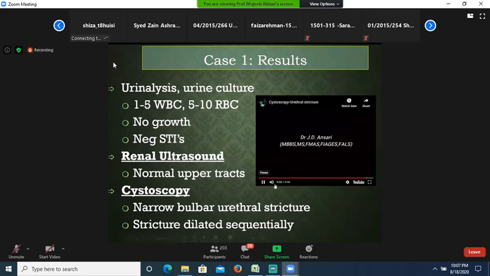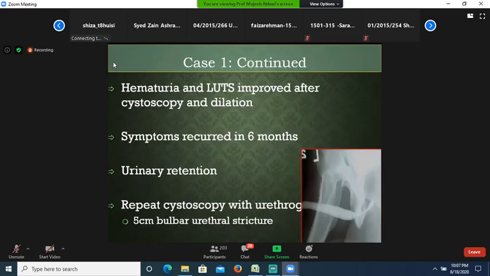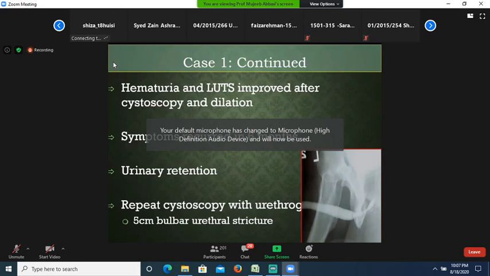Now, the same patient, this is how we investigate. These were the results. So what should we see? Hematuria and lower urinary tract symptoms improved after cystoscopy and dilatation, because when we see a stricture, we dilate it. It's a specialist thing. Urology people would be more appropriate. In the old days, the good old general surgeon would do that. They would put a few different sizes of dilators, from smaller to larger.